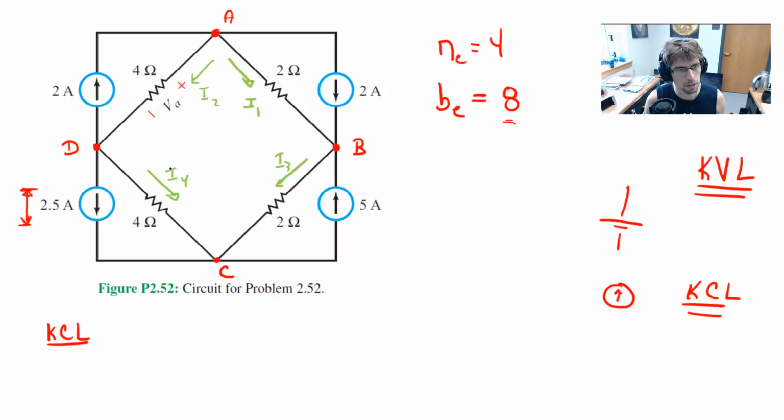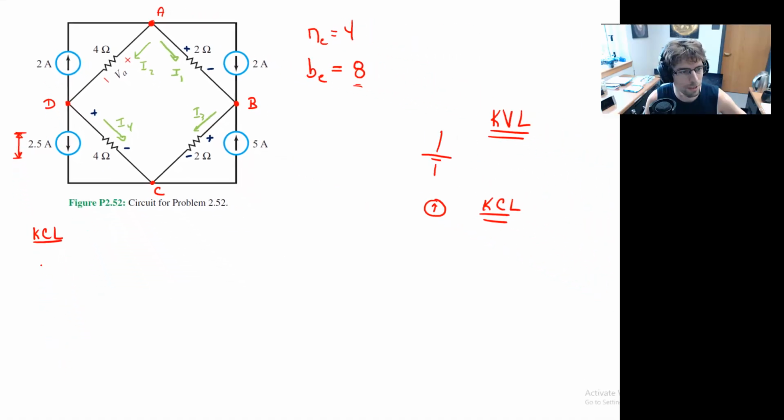Let's go ahead and label high and low sides. So we have a high side and a low side. High and low. High and low. Go ahead, take a minute. See if you can write down some equations for KCL. Got it? Sweet. Okay, here we go.